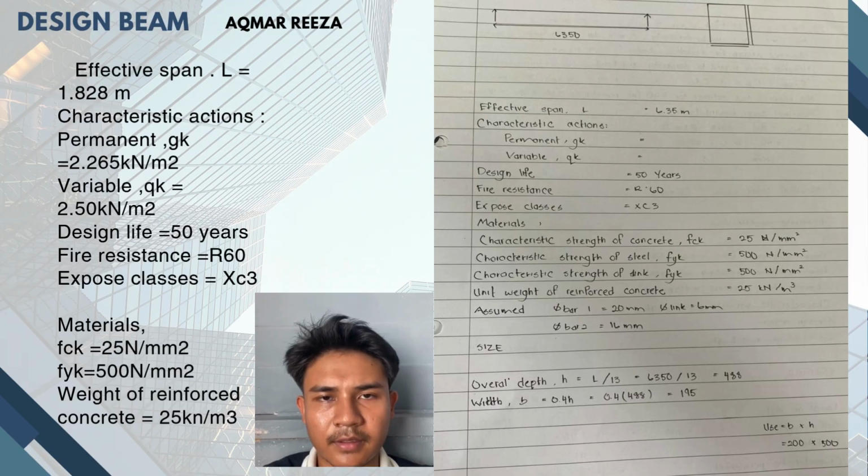For the fire resistance is R60, and the exposure class is XC3. For the material, FCK equal with 25 Newton per square millimeter. For the FYK equal with 500 Newton per square millimeter. And lastly, weight of the reinforced concrete equal with 25 kilonewton per cubic meter.